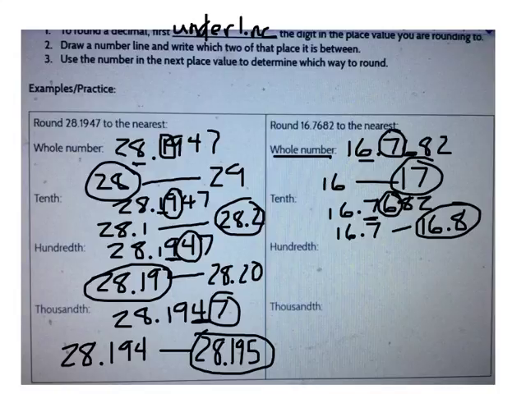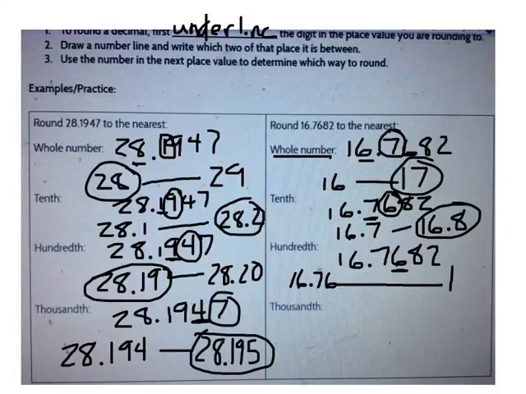Let's try another. Round this number to the nearest hundredth. Go ahead and do that now. Let's see how you did. 6 is in the hundredths place, so this is between 16 and 76 hundredths and 16 and 77 hundredths. The 8 in the thousandths place tells me it's closer to 16 and 77 hundredths.